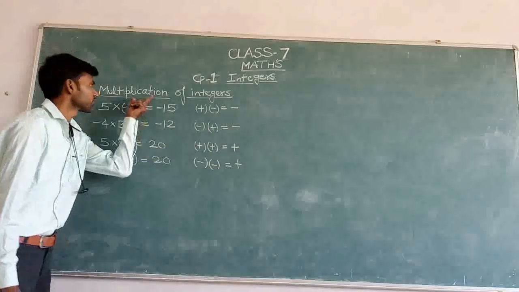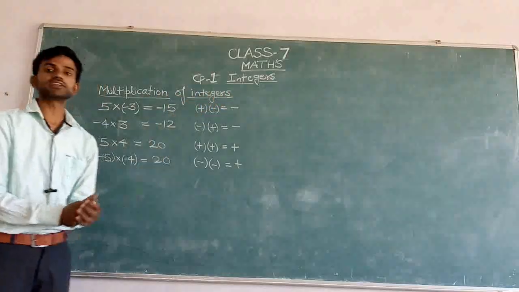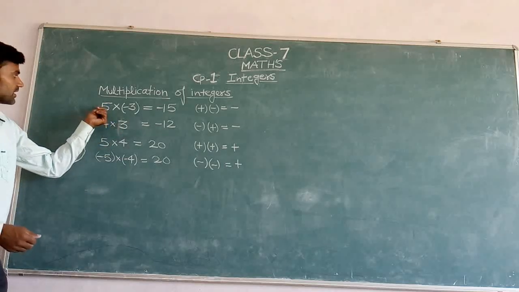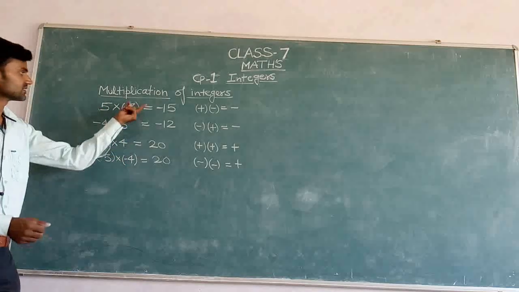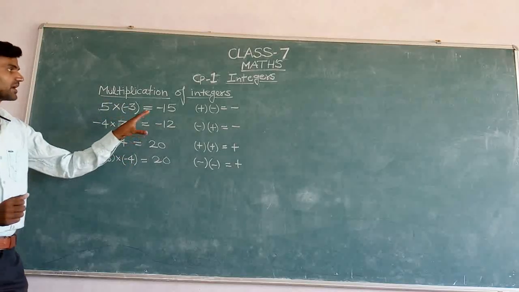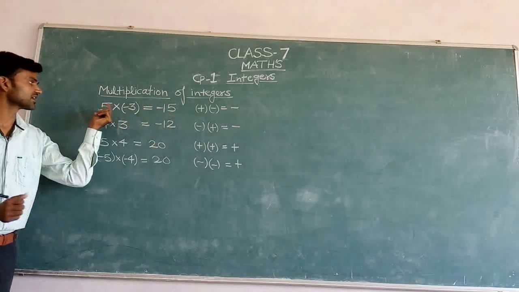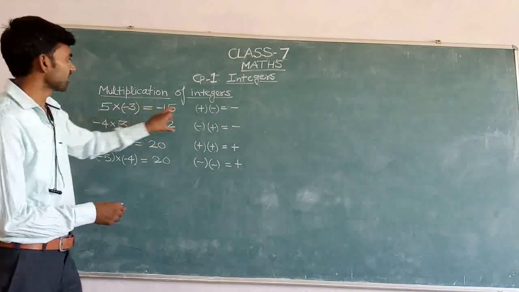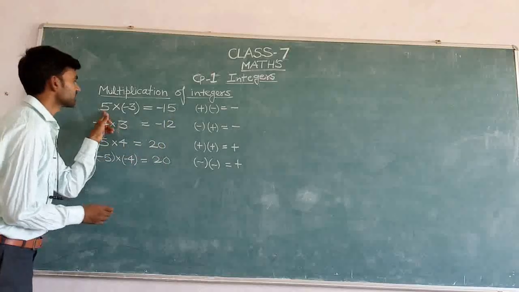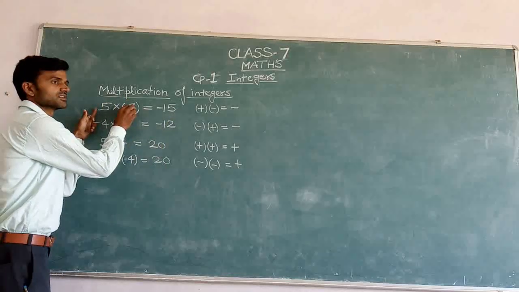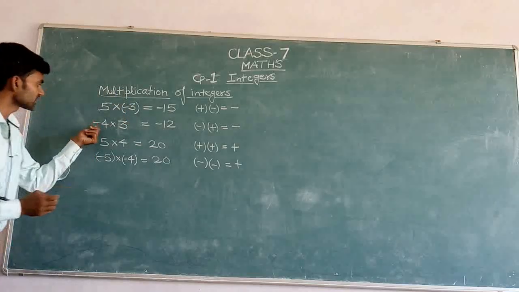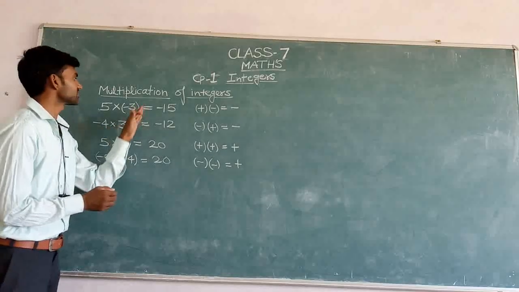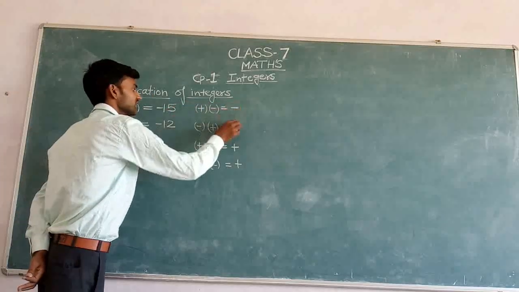Now come to the multiplication of integers. How do we multiply two integers? Here two integers are given in each question, but first we check the sign of the integers. When two integers have different signs, the first positive and second negative, or the first negative and second positive, then in both cases the result will be negative.